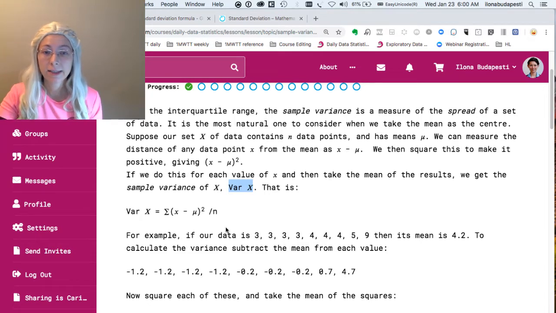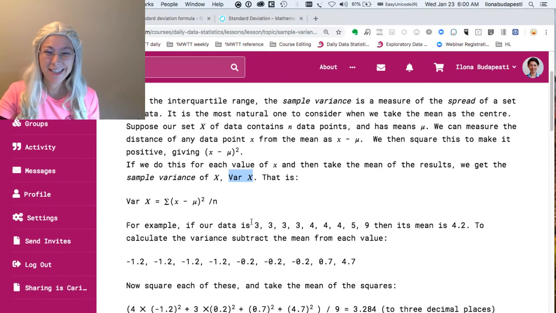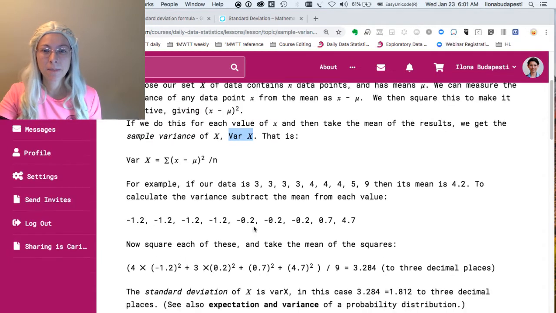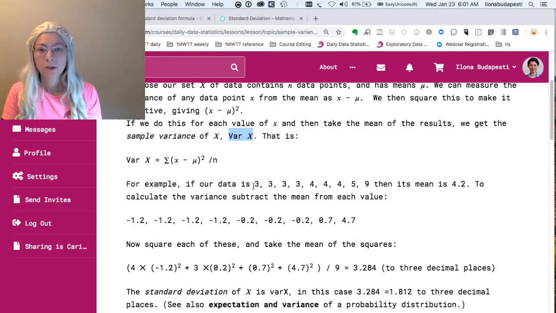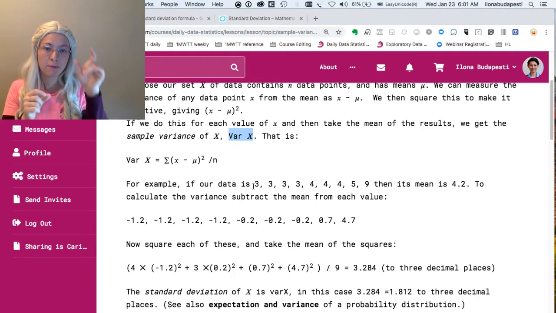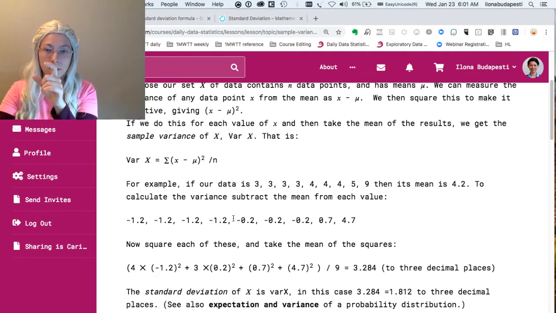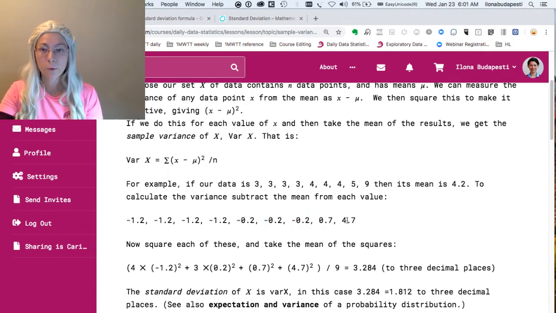So let's have one example. Do you remember our very first data set at the beginning of Winter of Data? So if we have 3, 3, 3, 3, 4, 4, 4, 5, 9, then the mean is 4.2. To calculate the variance, we subtract the mean from each value. So in each case, we will have minus 1.2, minus 1.2, minus 1.2, minus 1.2, minus 0.2. This is very close to the mean. Minus 0.2, minus 0.2, 0.7, and 4.7.